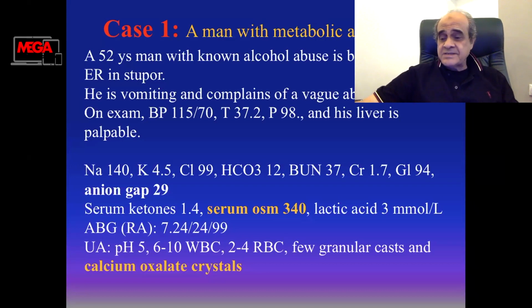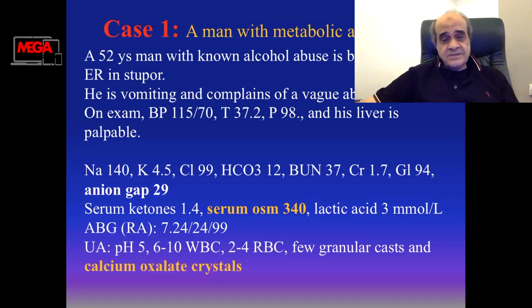Serum osmolarity 340, and this means there is a high osmolarity concentration. There is an osmolar gap. If you look at the sodium, about 140, the calculated osmolarity here is about 290, but the measured one is 340. And so there is an osmolar gap, a high osmolar gap.